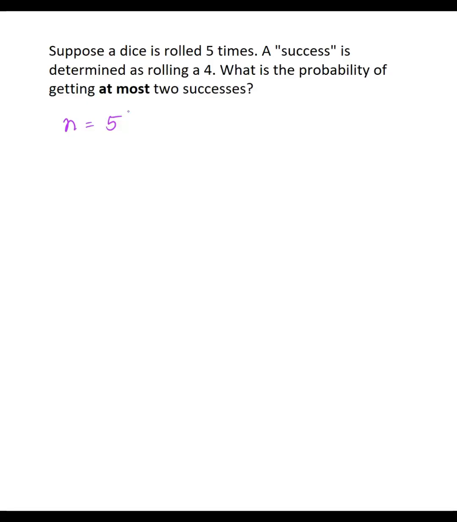is rolled, a die is rolled 5 times. So you have independent trials, and each time you're repeating it the identical way. So all these things are working nicely.